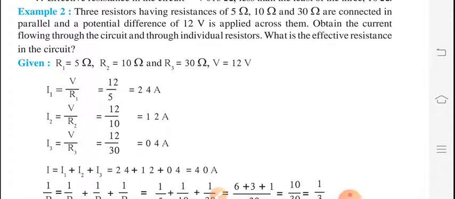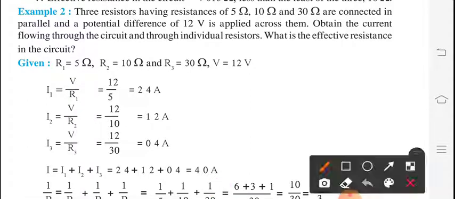Next example: 3 resistors having resistance of 5 ohm, 10 ohm and 30 ohm are connected in parallel and a potential difference of 12 volt is applied across them. Obtain the current flowing through the individual resistors and the effective resistance in the circuit.